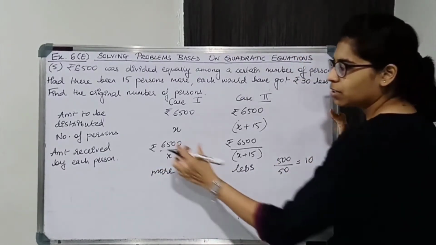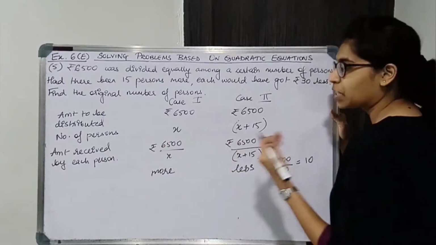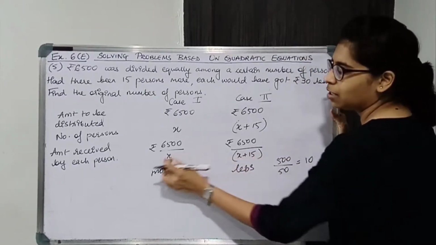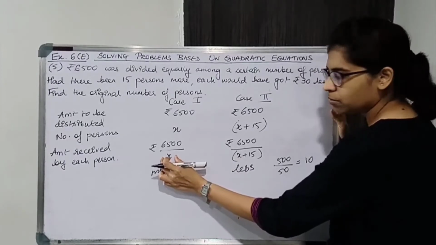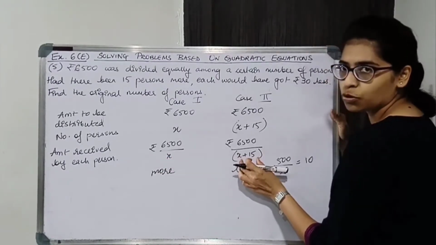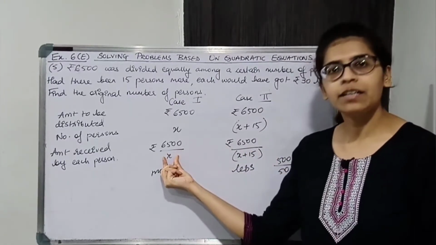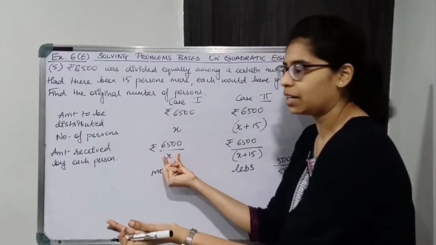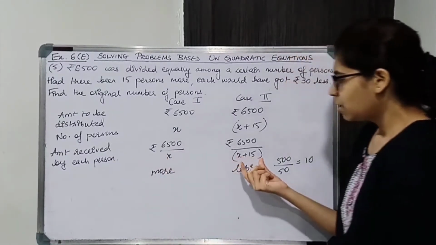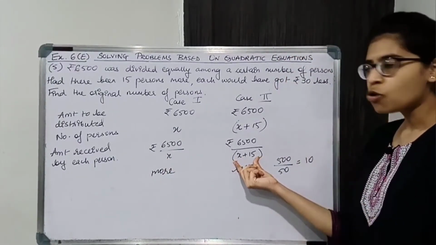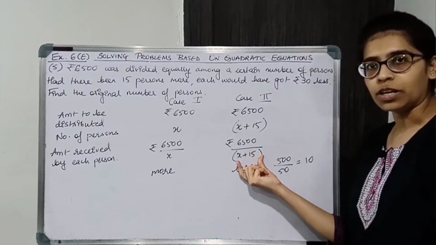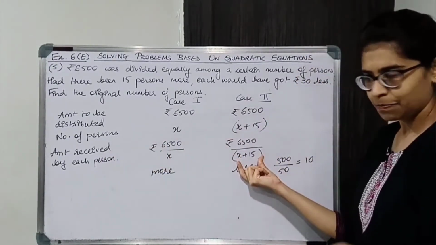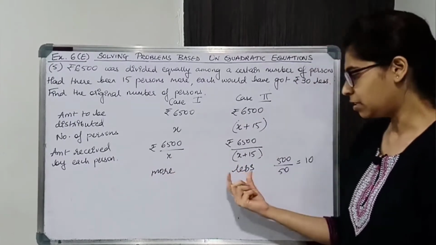One more way to check: the numerator is the same, so proceed to the denominator. The denominator is x in one case and x plus 15 in the other. Here the denominator is less, here it is more. Since the denominator is less, this value will be more. The denominator went from x to x plus 15, so each person will get less money, so this will be less.